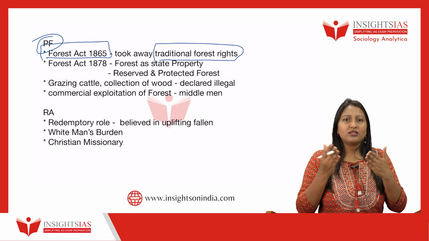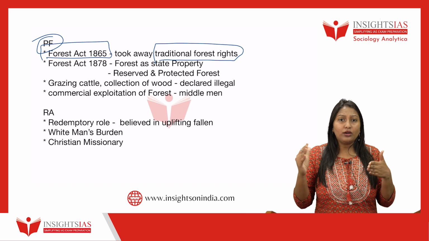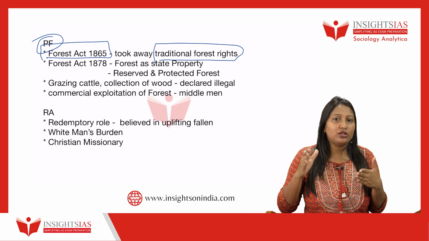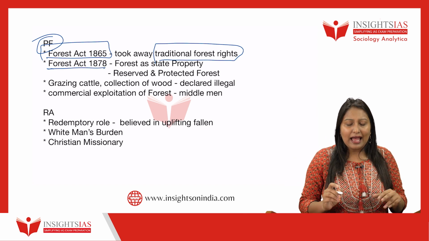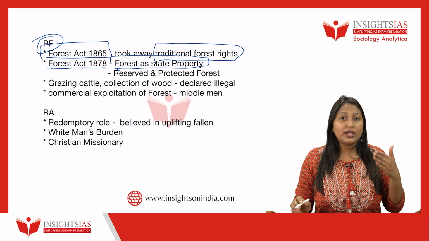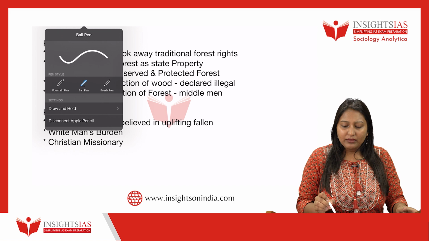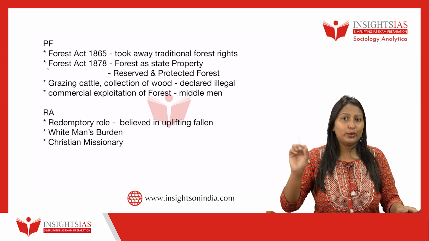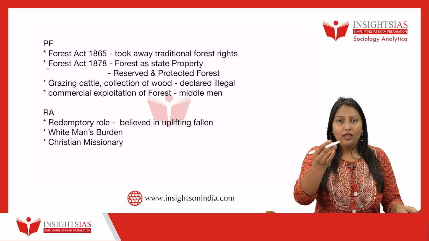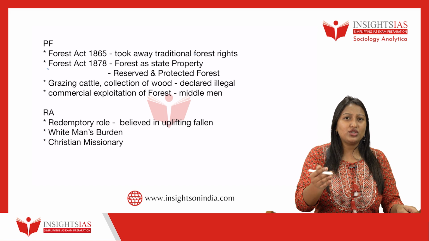Because forests belonged to the tribes, they could roam wherever they wanted to roam. Now after this, they could not roam anywhere they wanted. Even if they had to roam somewhere, they had to take permission from the Britishers. Next, Forest Act 1878. In this, forest was declared as state property. That means without the permission of Britishers, the tribes cannot do anything. So in order to collect something, let's say honey, they have to pay tax to the Britishers just to collect the honey.